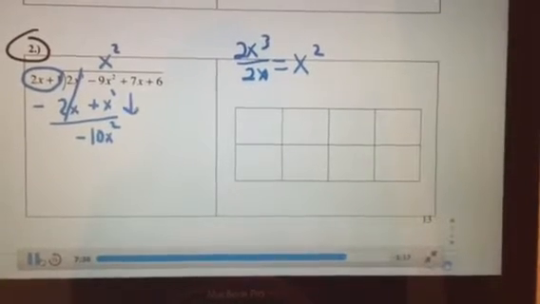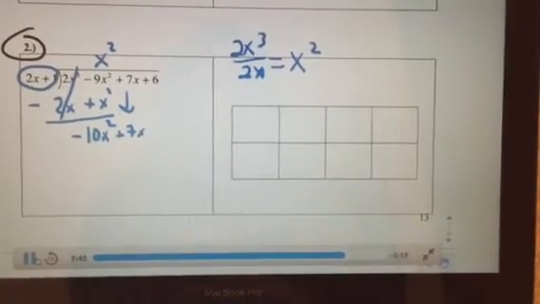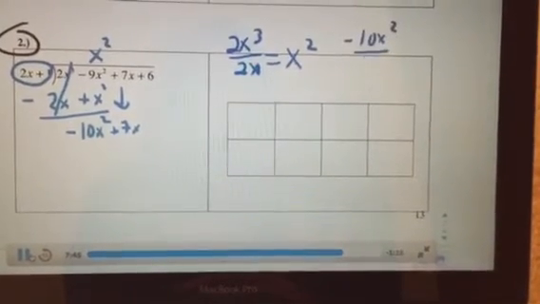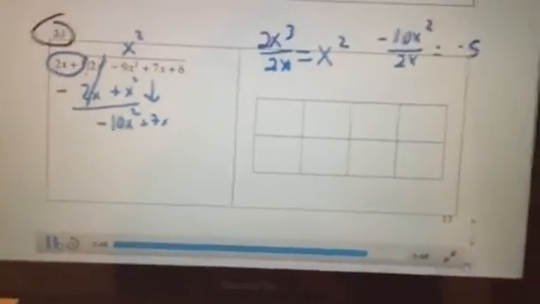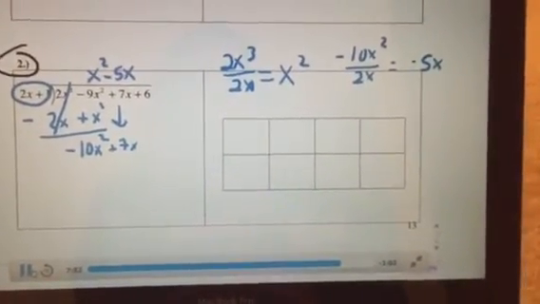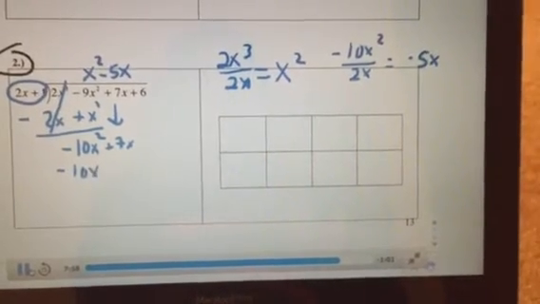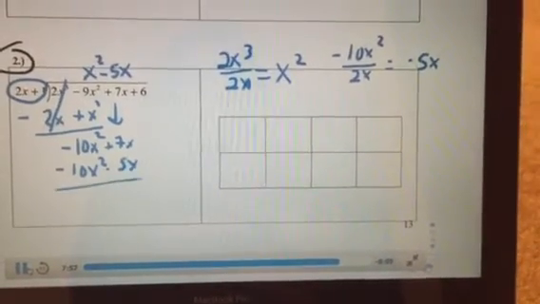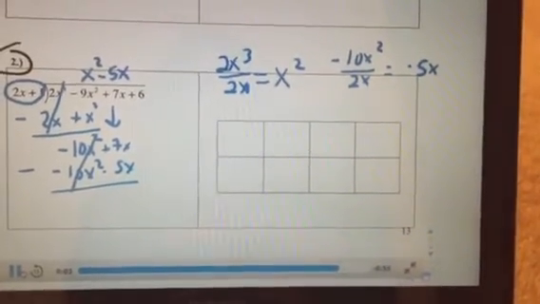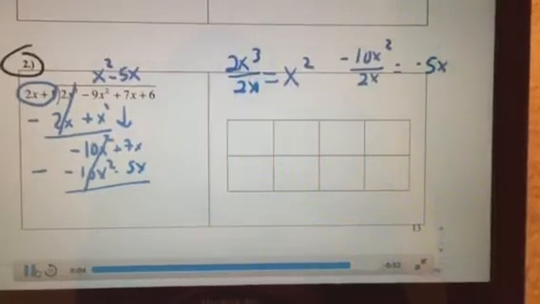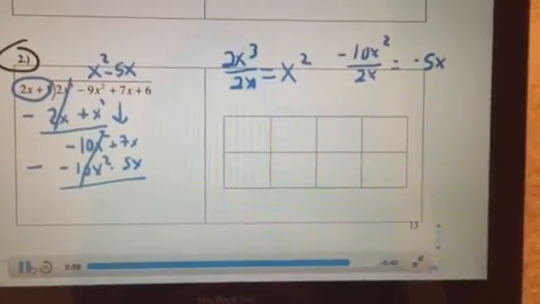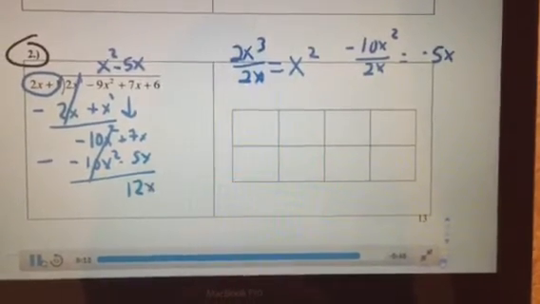I bring down my next place value, plus 7x. So now I'm thinking, okay, what's negative 10x squared divided by 2x? And that gives me negative 5x. So I put negative 5x up top, multiply it by the entire divisor. I get negative 10x squared minus 5x. Negative 10 plus 10 is 0, because negative 10 take away a negative is really negative 10 plus 10. 7x take away negative 5x is really 7x plus 5x, which is 12x.